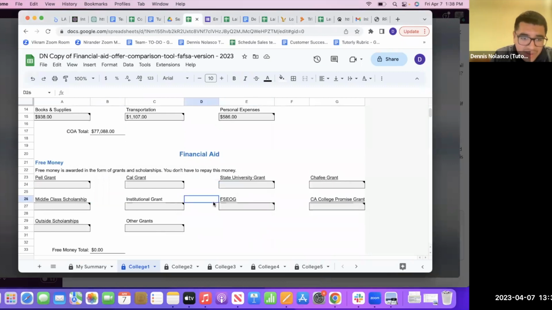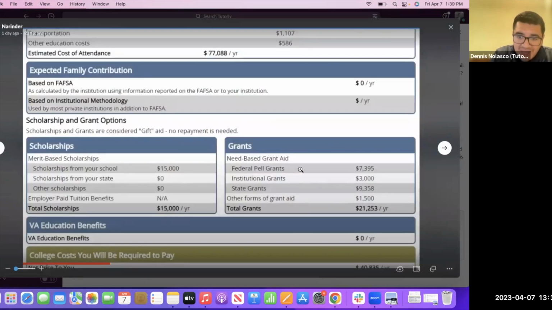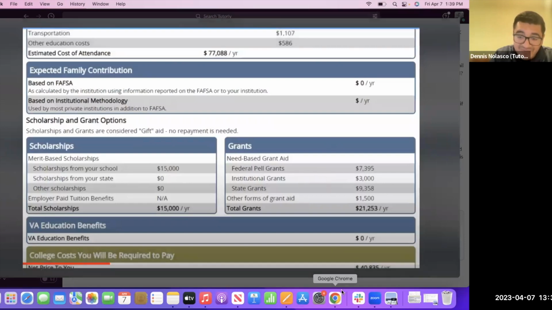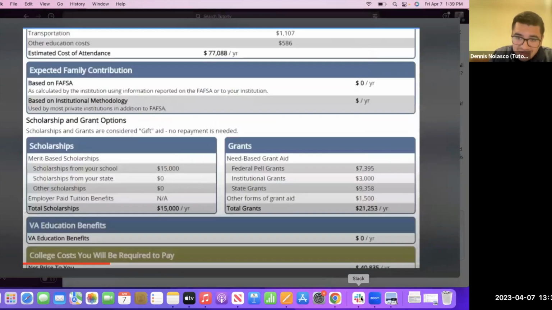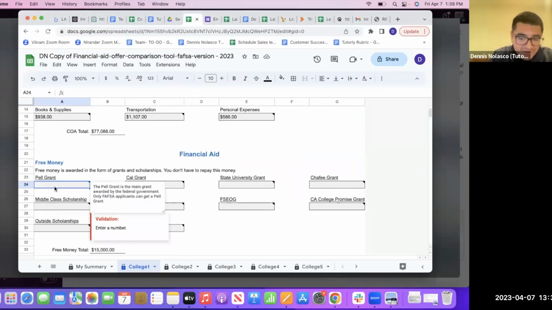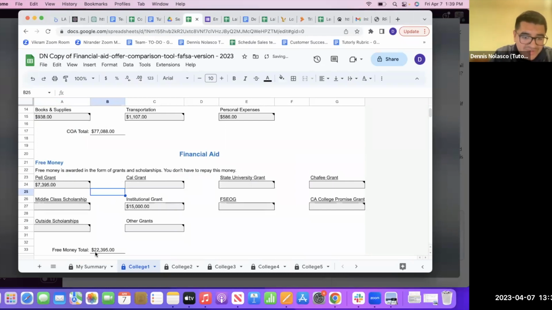Institutional usually means the school. It's money that comes from your college. So we're going to put 15,000 here. This person also got $7,395 in Pell Grants, which is the federal grants. Where's Pell Grants? Here we go. Let me put the 7,395. There we go. So we can already see free money total. It says right there.